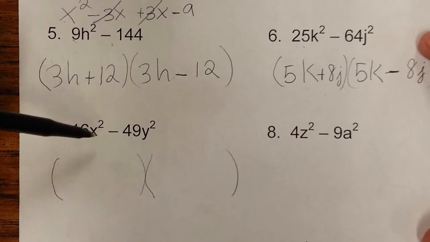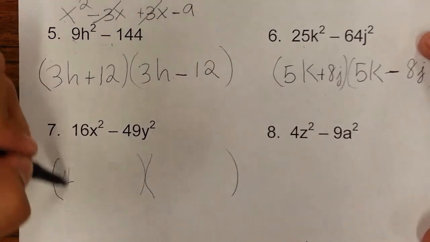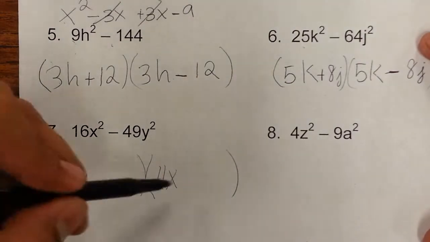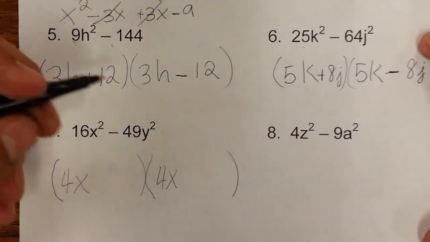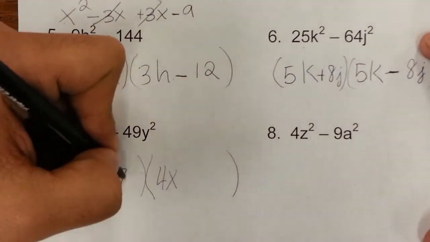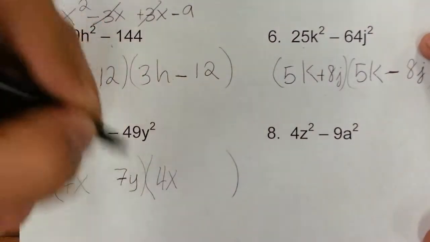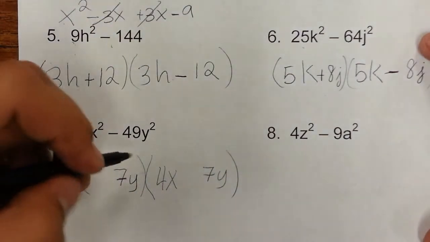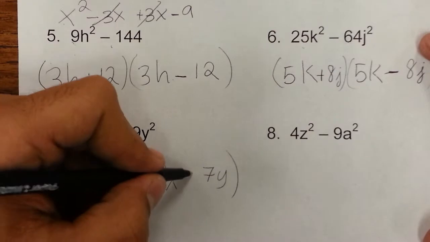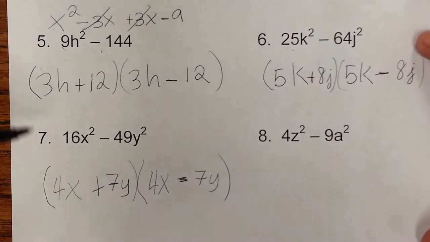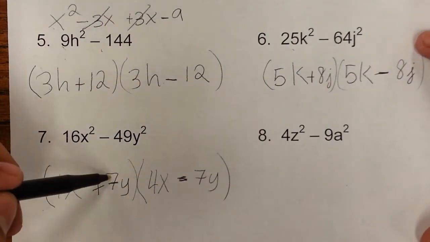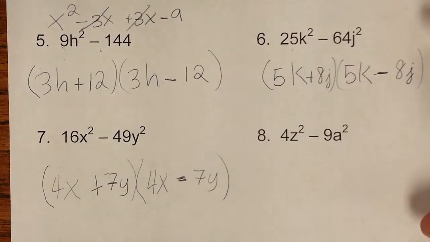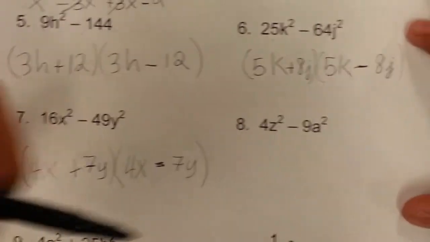Now we'll need, for 16x squared, well, 16 is 4 and x, and 4 and x. We've got 4 times 4 is 16, x times x, x squared. So far so good. 49, the square root of that is 7, the square root of y squared is y. We've got 7y and 7y. Since this is our negative term, we need a positive 7y and a negative 7y. 4x times 4x, 16x squared, positive 7y times negative 7y is a negative 49y squared. This is our correctly factored form.